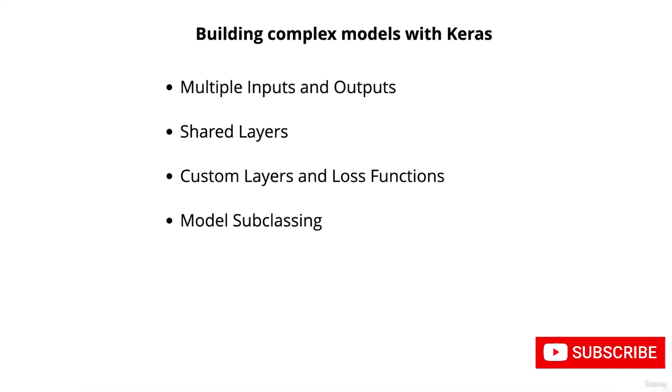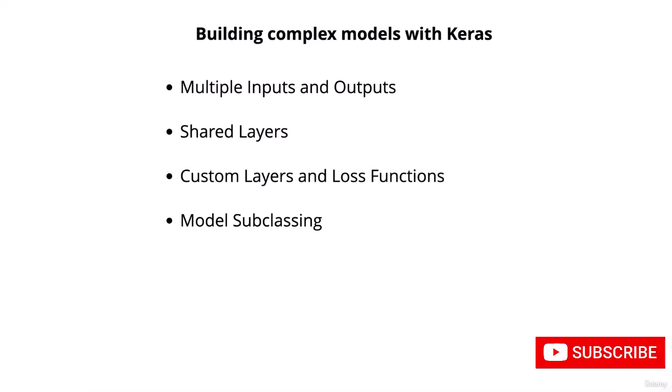Custom layers and loss functions. For more specialized tasks, you can define custom layers or loss functions by subclassing the appropriate Keras classes and implementing the desired functionality. Model subclassing. For maximum flexibility in building complex models, you can use model subclassing to define custom models with custom forward passes. This allows you to implement complex architectures and training loops from scratch.